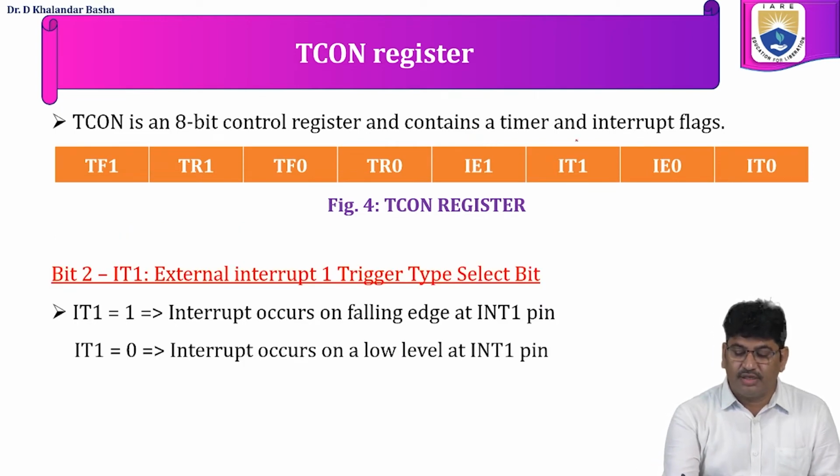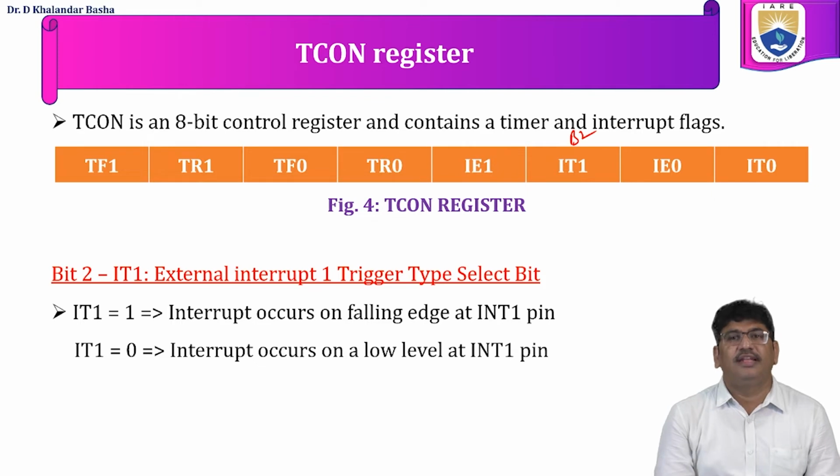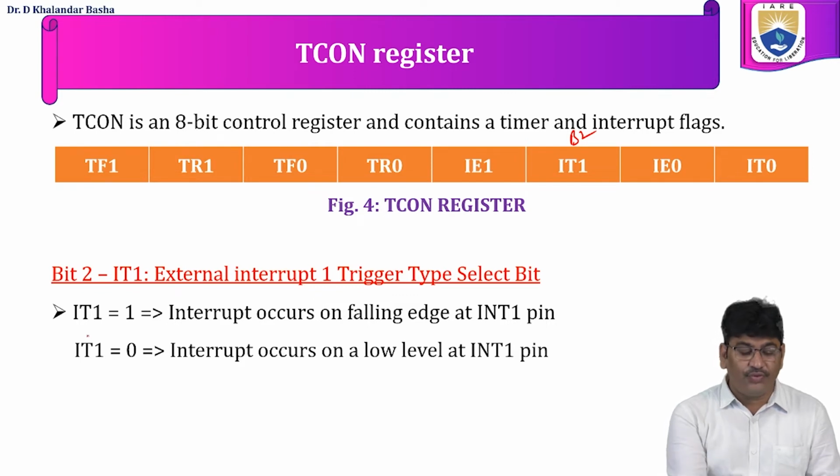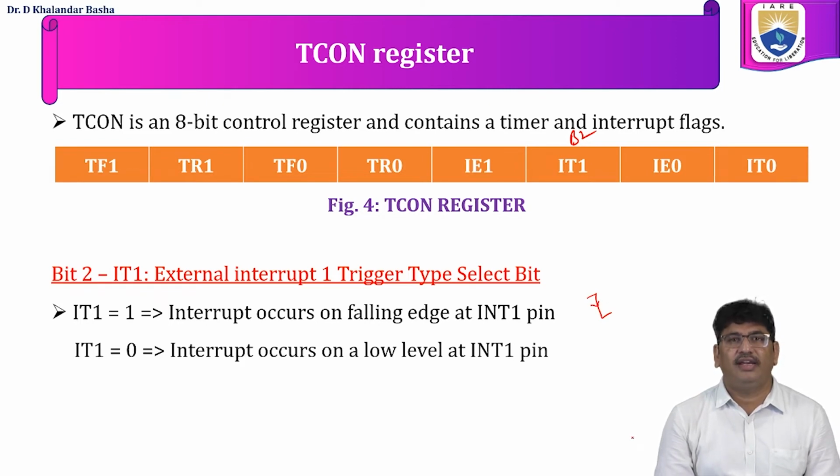The next bit is bit 2. This bit 2 is IT1, the external interrupt 1 trigger type select bit. If IT1 is equal to 1, it indicates an interrupt occurs on the falling edge of the INT1 pin. If IT1 is equal to 0, it indicates an interrupt occurs on low level at the INT1 pin.